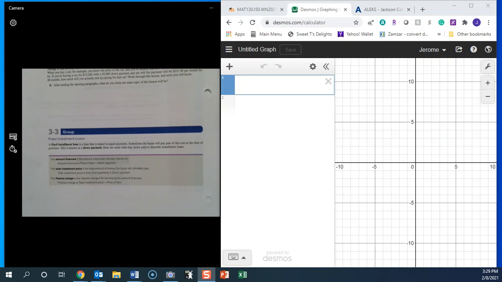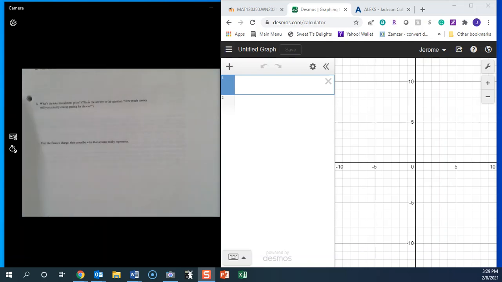Okay, we have the amount financed, which is the amount a borrower will pay interest on. So the amount financed will be the price of the item minus the down payment. The total installment price is the total amount of money the buyer will ultimately pay. Total installment price is the sum of all payments plus the down payment. And then the finance charge is the interest charge for borrowing the amount financed. Finance charge is total installment price minus the price of the item.